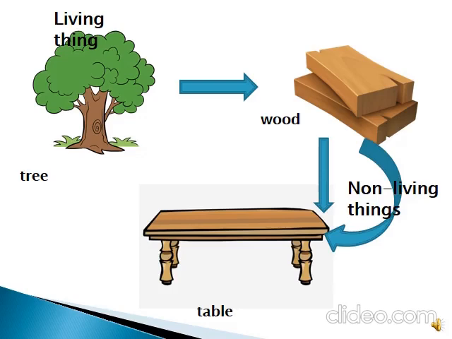As we know, a tree is a living thing, but when we cut down the trees into wood, it becomes a non-living thing, and this table is made from wood, so the table is also a non-living thing. So it means that the table was once alive when it was in the form of a tree.